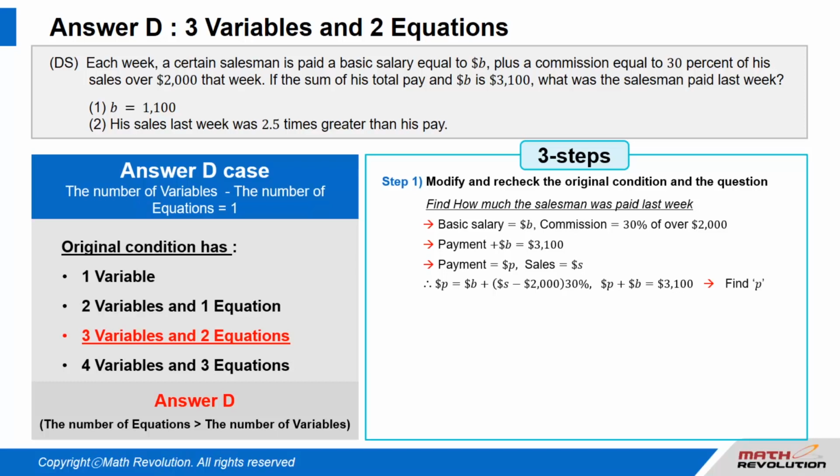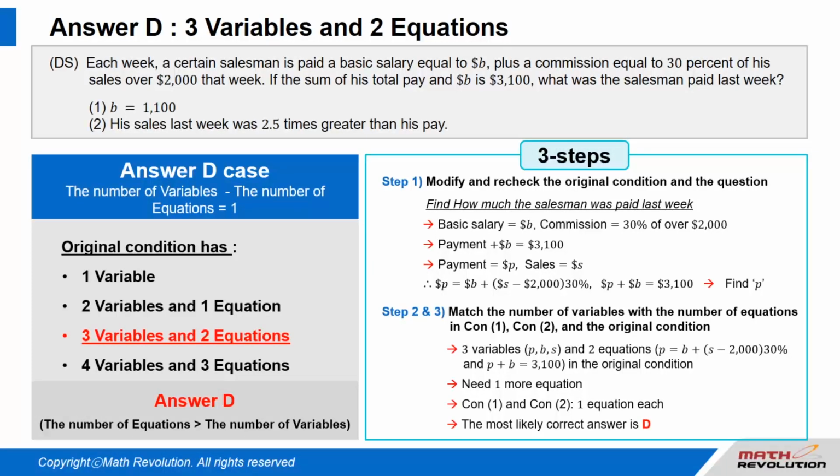Now, let us modify the original condition. Let P be the payment and S be the sales. So, dollar amount P is equal to dollar amount B plus dollar amount S minus $2,000 times 30%. And dollar amount P plus dollar amount B equals $3,100. We have to find the value of P. In these types of questions, making an equation is important. Take the time to practice putting the equations together, as it will be a lifesaver during the exam.